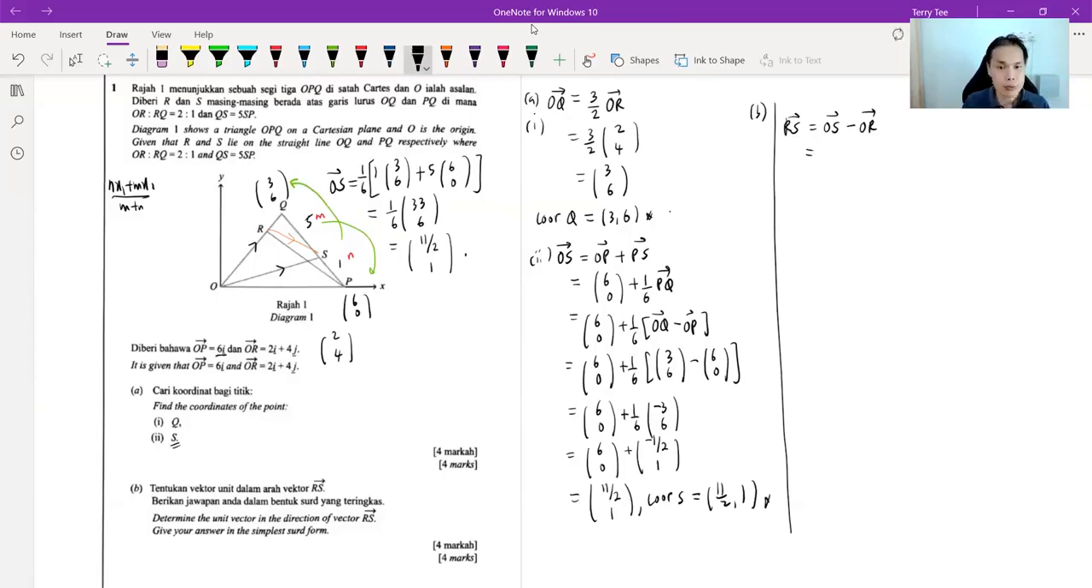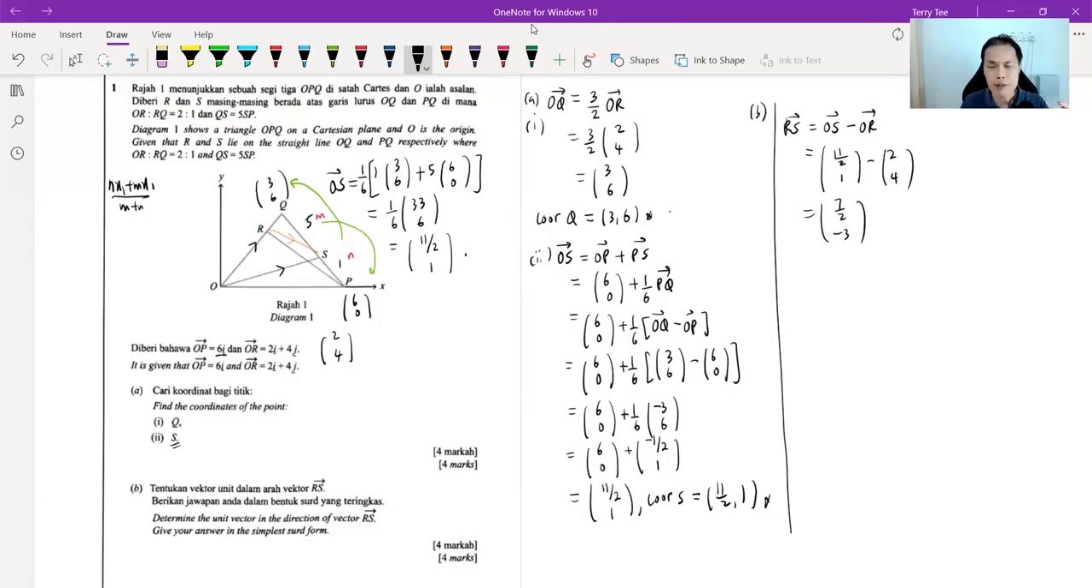My OS, I already have it here: 11 over 2 and 1. My OR is given earlier, (2, 4), right? So 11 over 2 minus 2 is 11 minus 4, which gives us 7 over 2. 1 minus 4 is negative 3. I know this number is not pretty because it is in fraction.